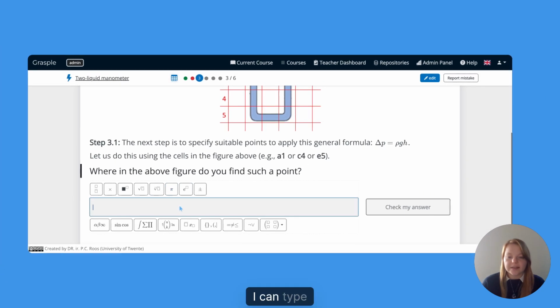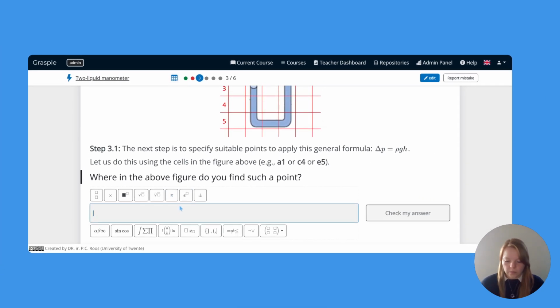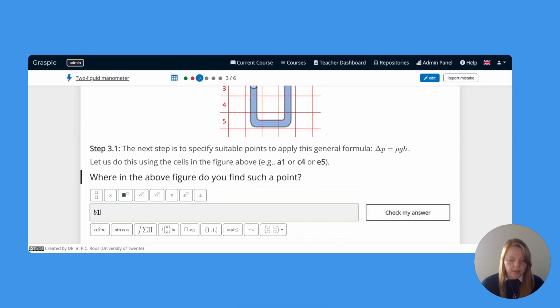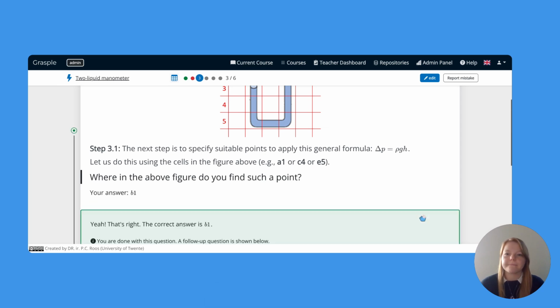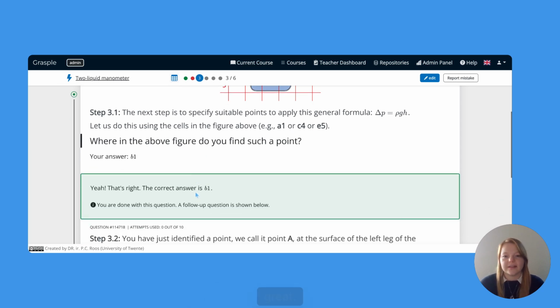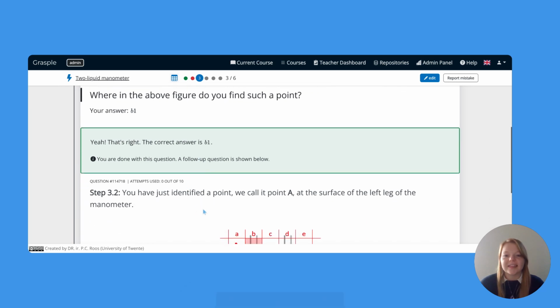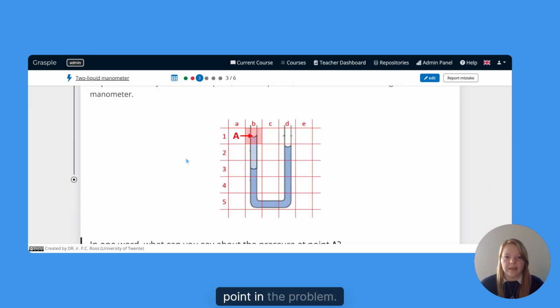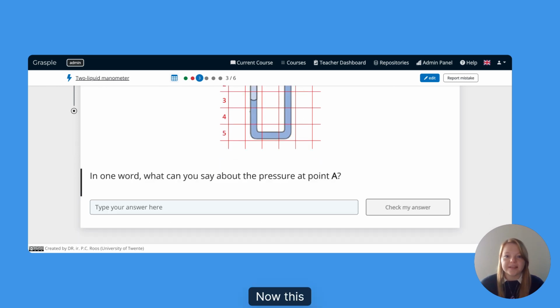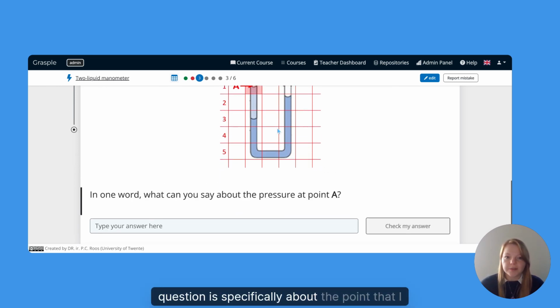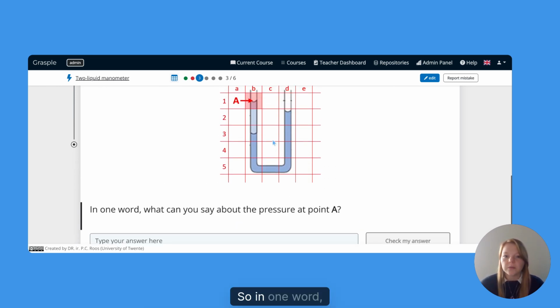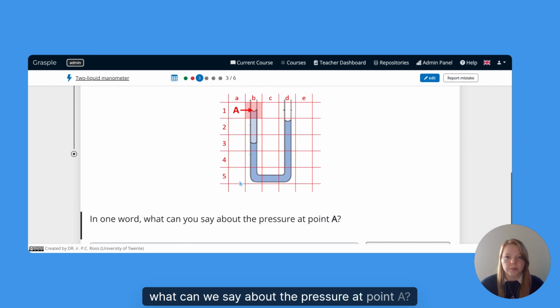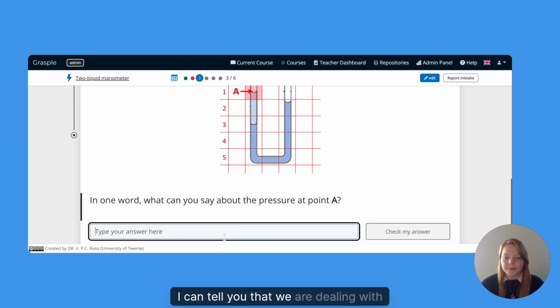So I can type B1 into the answer box. And great, I'm given a follow-up question that is related to this identified point in the problem. Now, this question is specifically about the point that I identified. So in one word, what can we say about the pressure at point A? I can tell you that we're dealing with atmospheric pressure here.